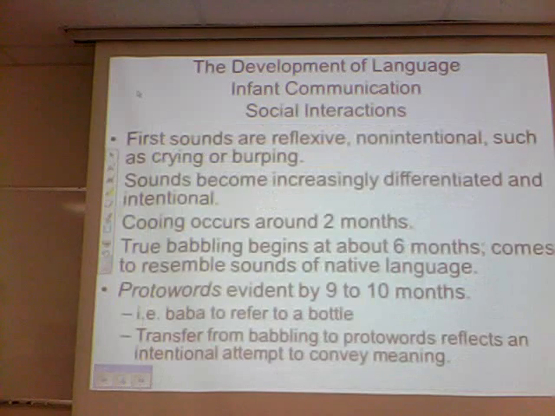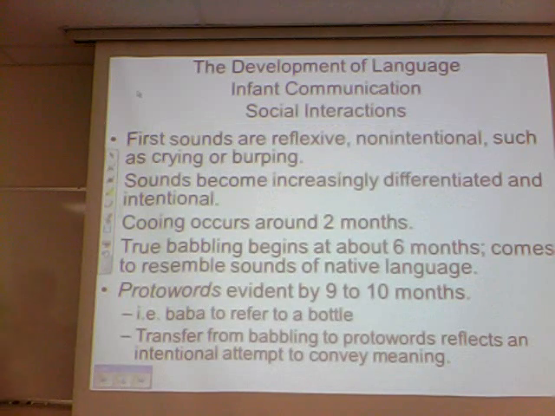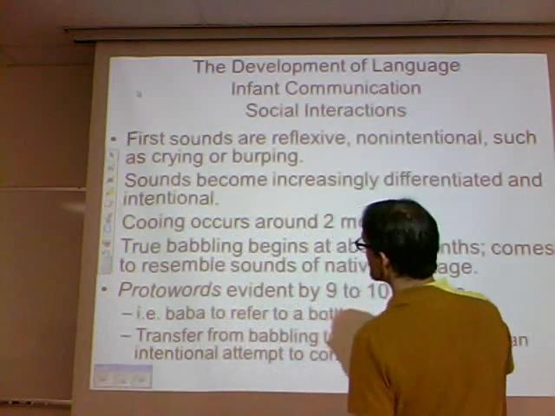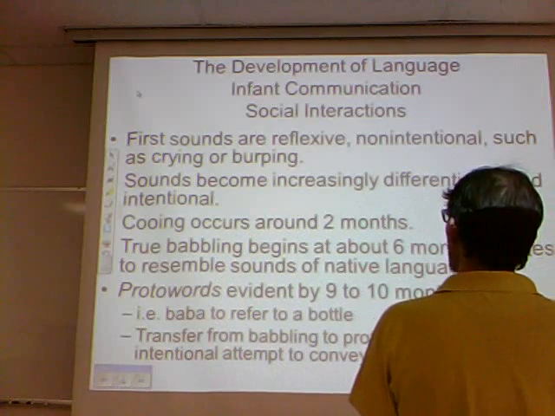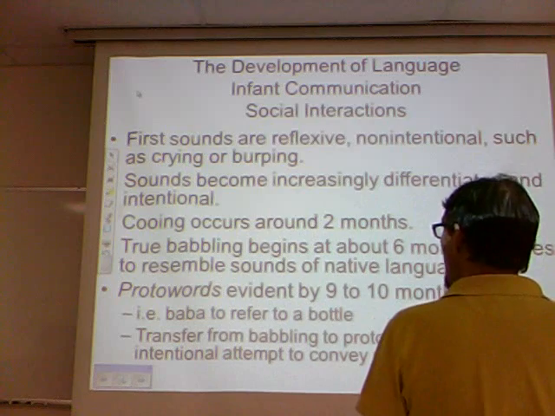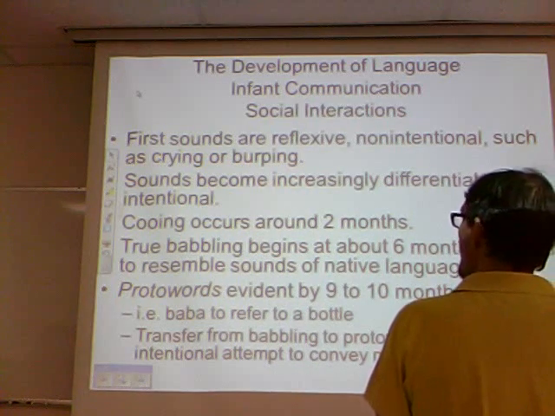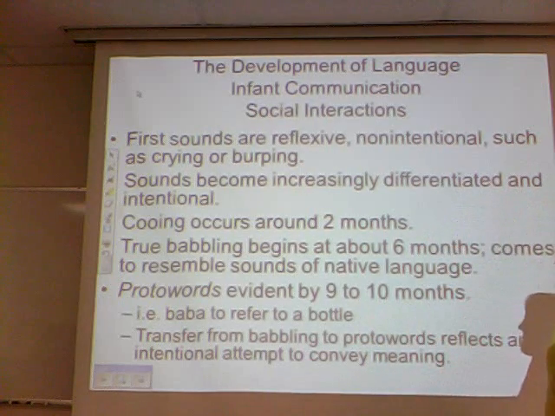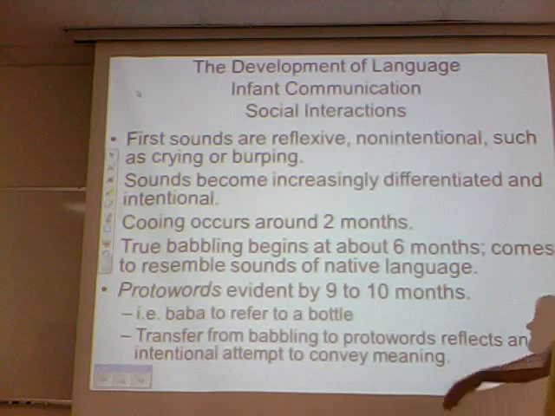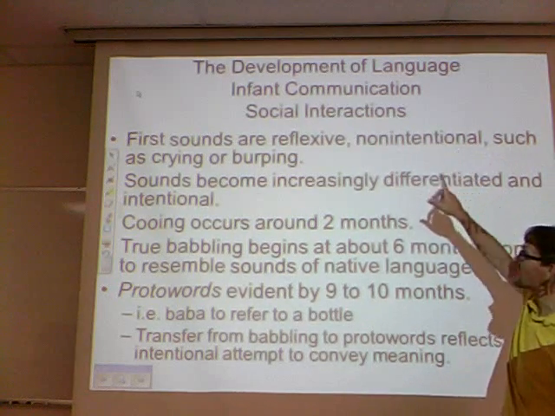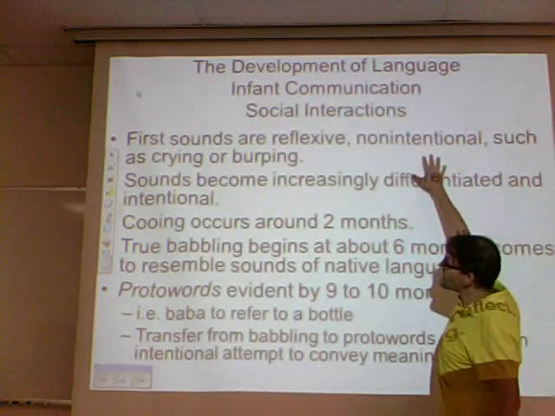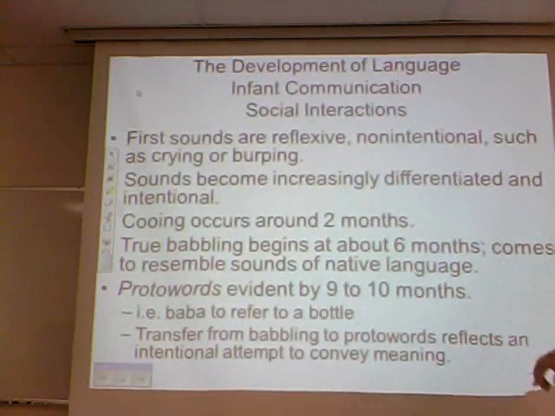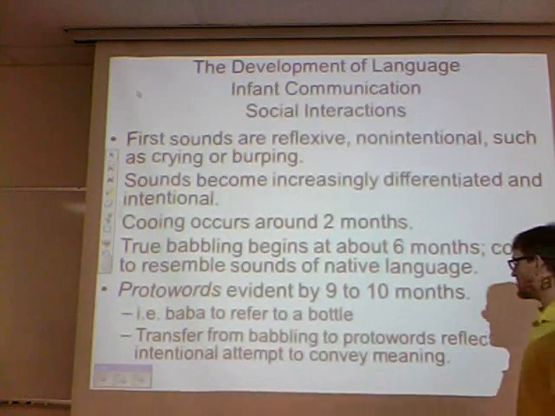As we said, language is all about communication and social interactions. The first sounds, like we said, are reflexive, non-intentional, just burping. Sounds become more differentiated and intentional. The kid is actually trying to make them. Cooing occurs around 2 months of age. True babbling around 6 months. Like we said, somewhere around 9 to 10 months, the kid is actually now attempting to convey meaning, not just intentionally creating a sound as opposed to accidentally. And so we can see some increasing complexity in the social nature of the language as it goes on. Look at it. Transfer from babbling to proto words reflects an intentional attempt to convey meaning.